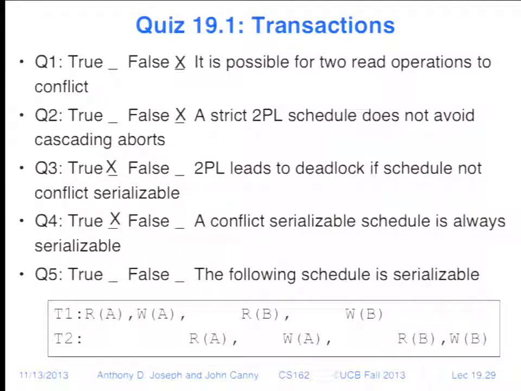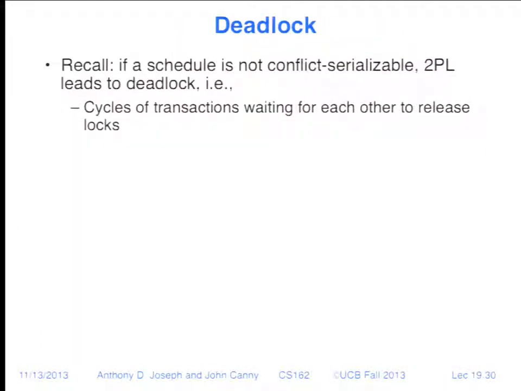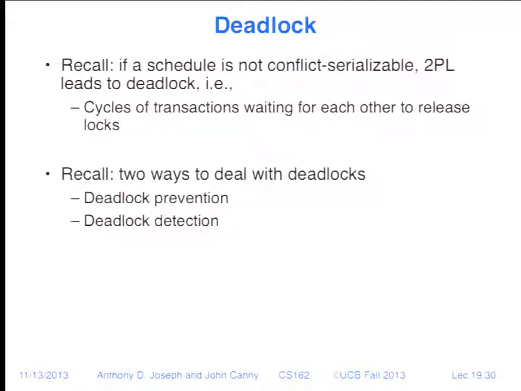All right, what about the following schedule? Is it serializable? So what kind of conflicts do we have here? We have this one, this one, and this one. So is it serializable? Yes. There are three conflicts. We've got to move these past each other, but they're okay. As for two-phase locking and deadlock, we actually haven't gone into this, so I'm going to move on.